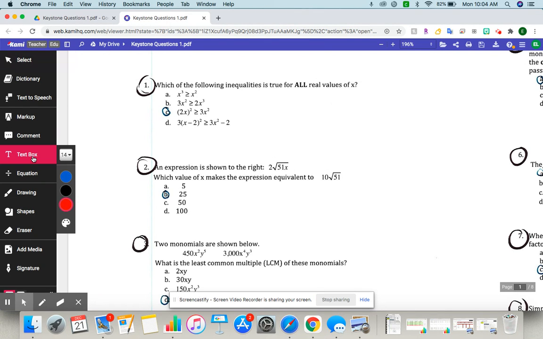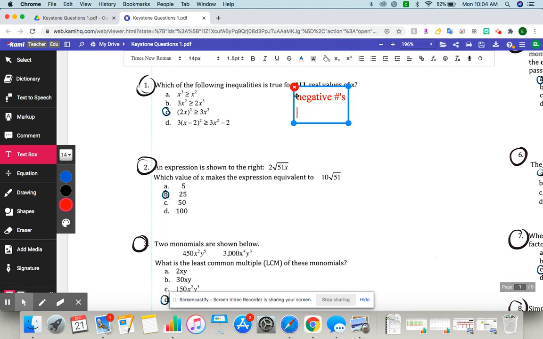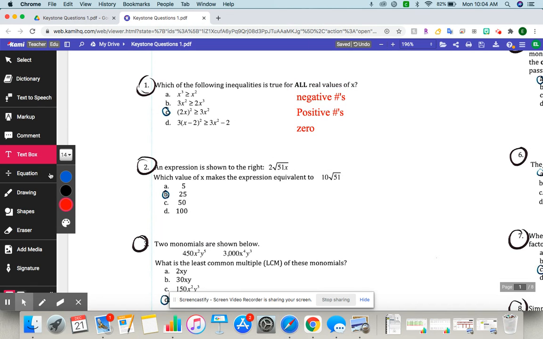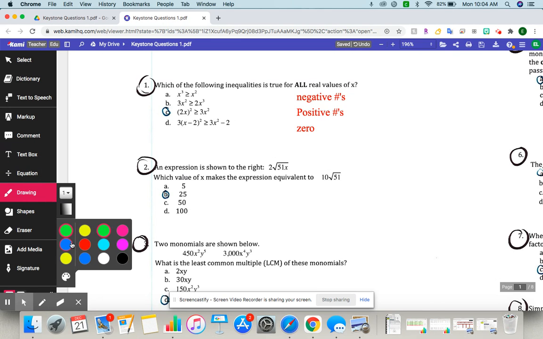So when we get a question like this, we really want to focus on 3 different types of numbers: negative numbers, positive numbers, and 0. So, for example, in this case, it would not be choice A because while positive numbers that are cubed will always be greater than or equal to positive numbers that are squared, negative numbers would not be.